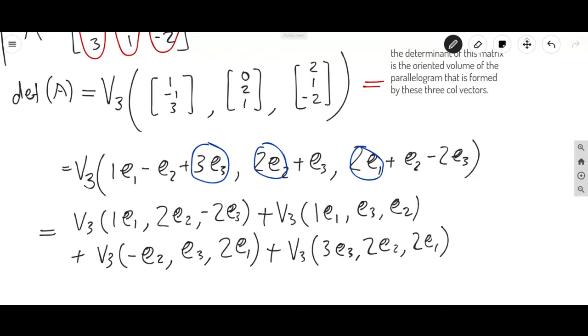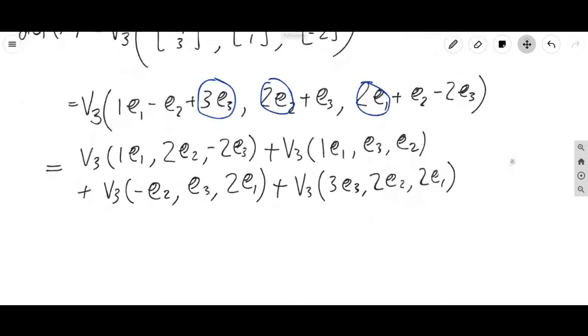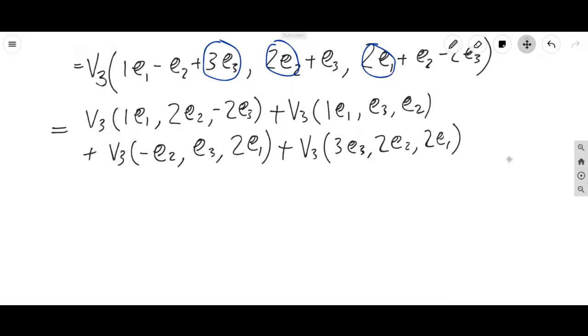So now it's just a matter of factoring out the numbers and putting everything in the correct order. Now we have these four terms, so let's go ahead and factor out these constants. Let's see what we have here. We have a 1, a 2, and a -2. If you factor these out, this is 4 and -2. That's 2 and -2. That's going to give you -4. So the first term is going to be -4 multiplied by V3 of E1, E2, E3.